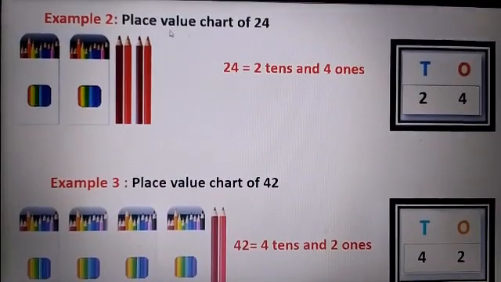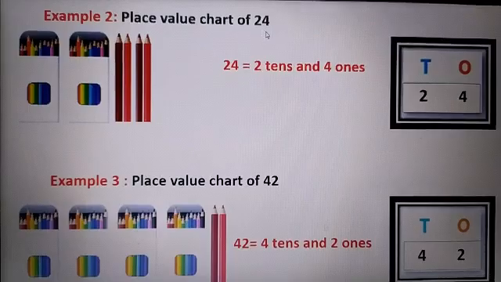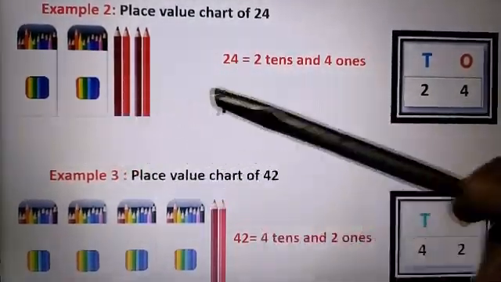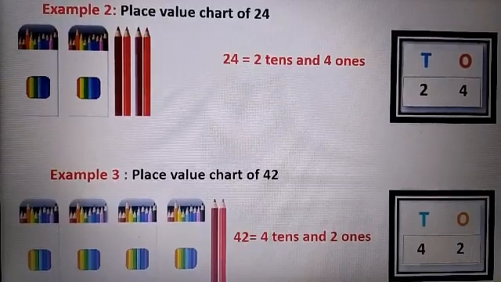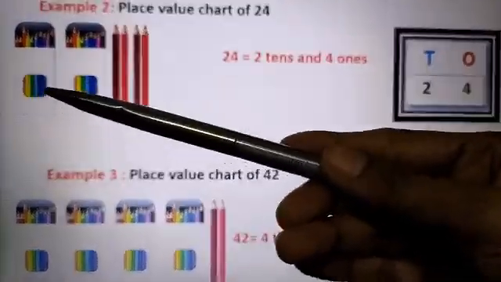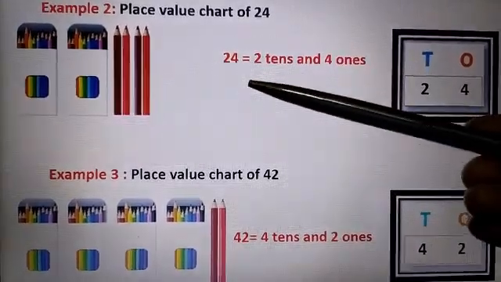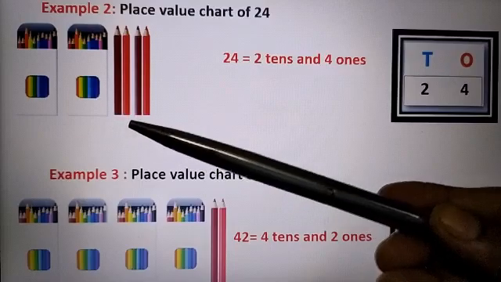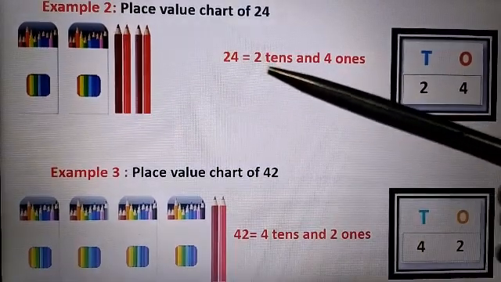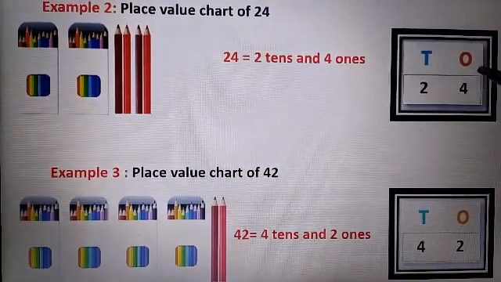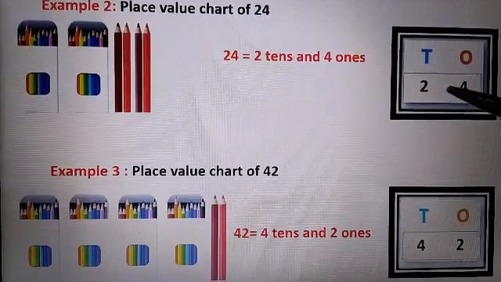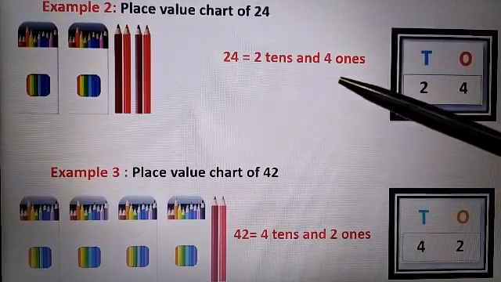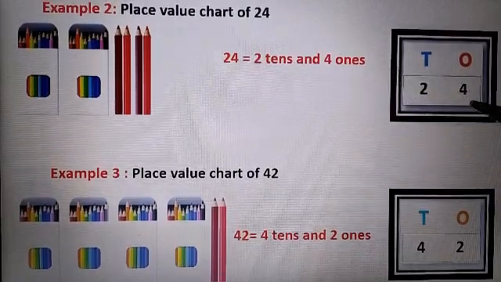Example number 2. Place value chart of 24. Now see how 24 is written. There are two bunches of crayons, right? Each set is 10. That is 2 tens. Okay, here it is written 2. Now how many ones are there? 1, 2, 3, 4. 4 ones. In the ones column it is written 4. So it's 24. 2 tens and 4 ones make 24.